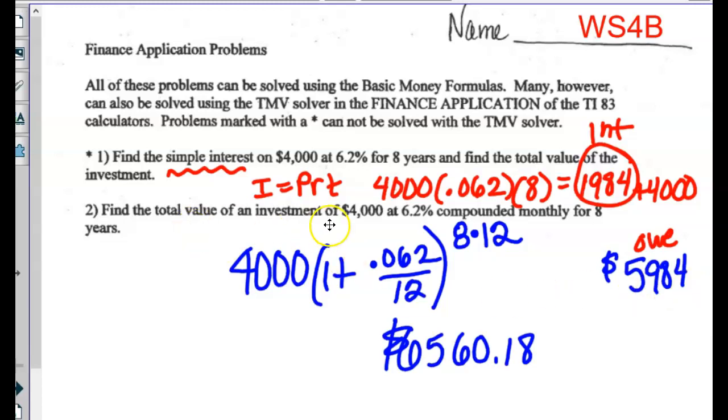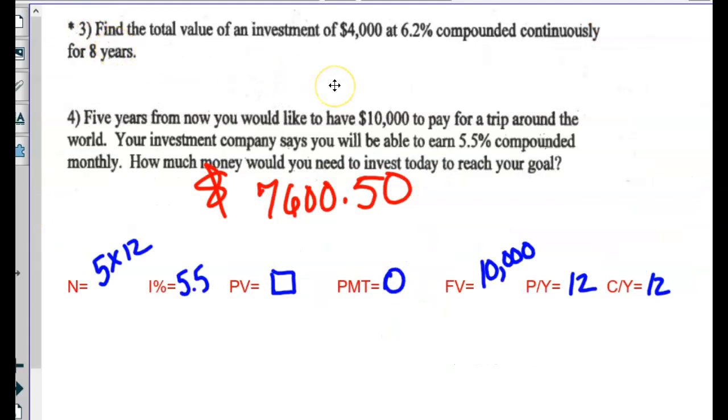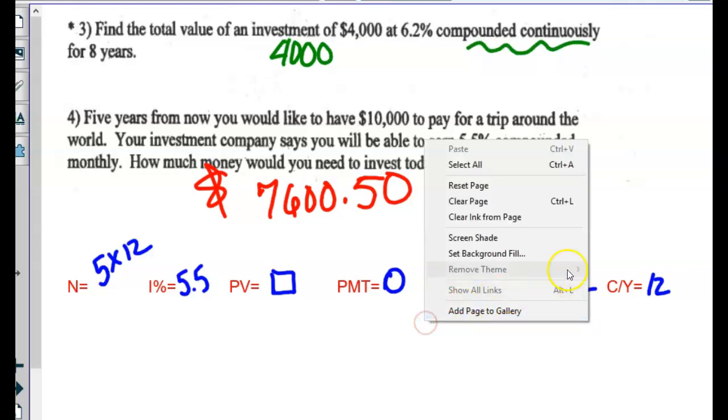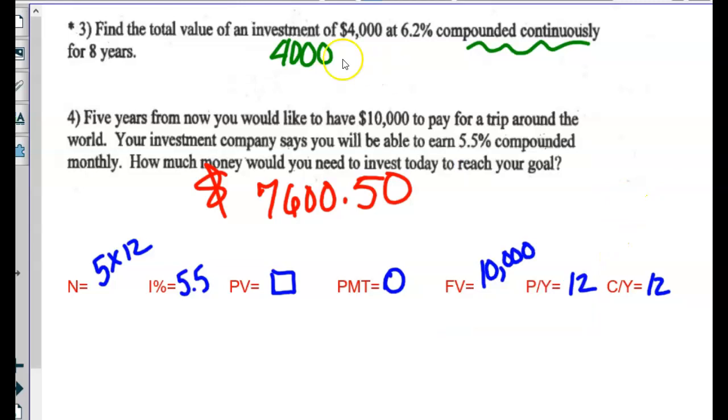Number 2 was the same. I didn't realize that, but it's compounded monthly. So that one we did yesterday, and it turned out it went up to $65.60. And then I think we skipped number 3, but number 3 is part of that same package. It's still $4,000, but it says compounded continuously. How does that work? What formula are we using for continuously?